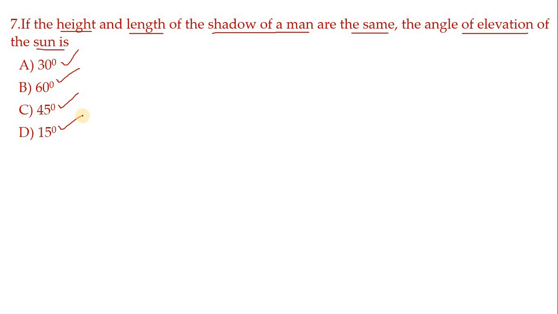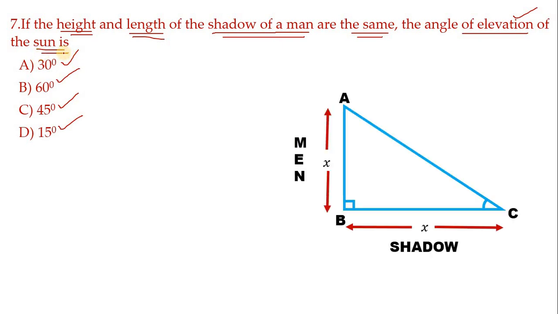So for this problem, let me draw the suitable figure. But before that, understand the problem. Here they are saying that the height and length of the shadow of a man are the same. Means the height of the man and his shadow are the same at a particular time. The angle of elevation of the sun is? So for that, let me draw the suitable figure here.